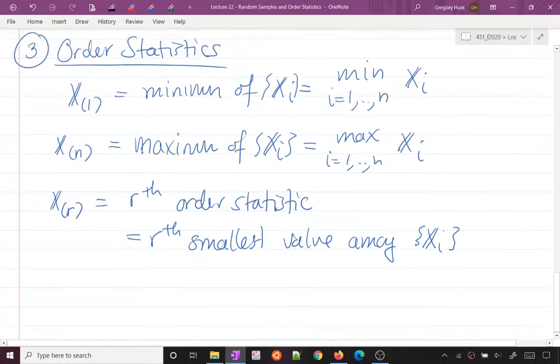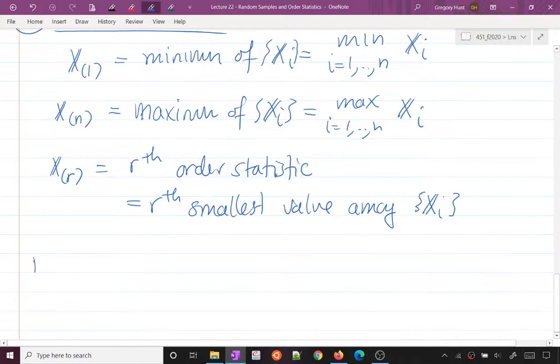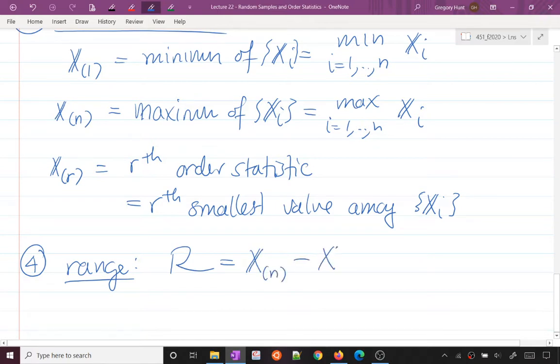So order statistics themselves are interesting, but of course you can combine them to make other interesting statistics. For example, you could talk about the range of your data. So I could say R is going to be the range, and the range of my data is typically the maximum minus the minimum, which we now know is x sub n minus x sub 1.